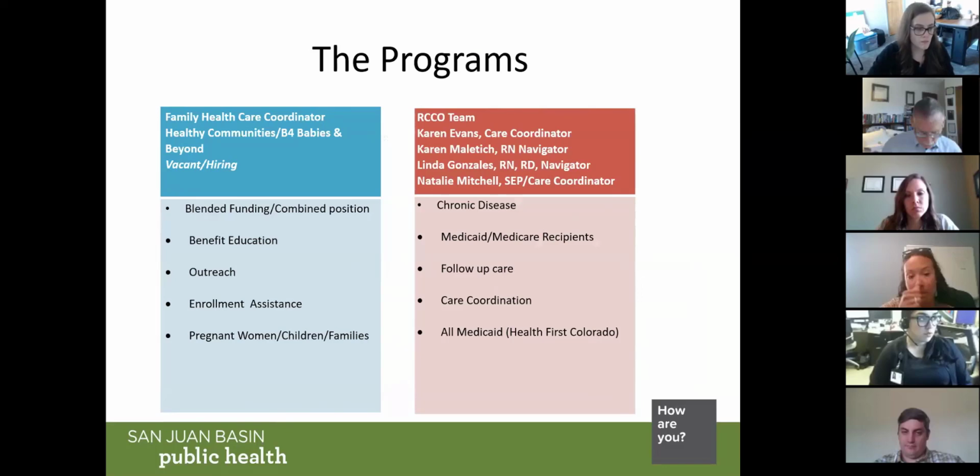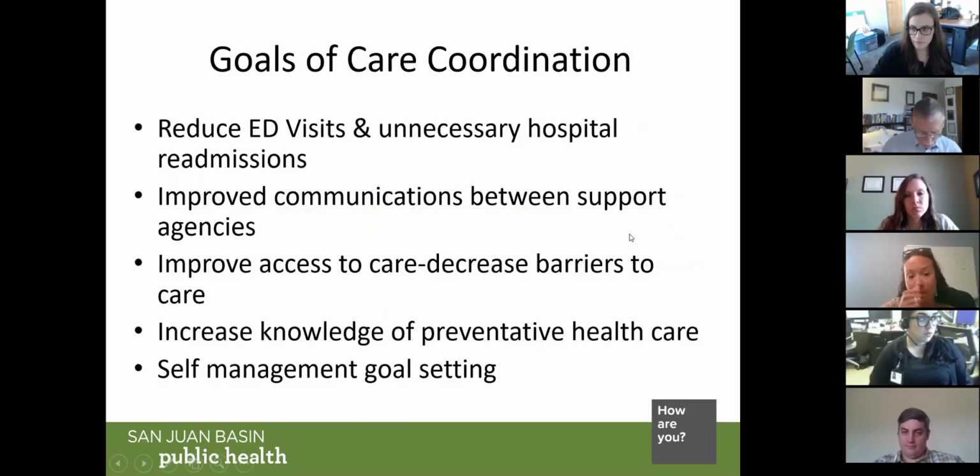And then we've got our largest representation, which is our RCCO funding, so the Regional Care Collaborative Organization. So we're RCCO Region 1, a variety of nurse navigators with specialty skill sets, as well as care coordinators. We also support an integrative position that is a single entry point position, as well as a care coordinator.